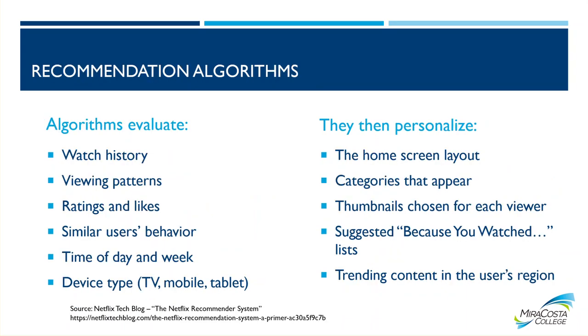Recommendation algorithms. They evaluate watch history, viewing patterns, ratings and likes, similar users' behavior, time of day and week, device type, such as TV, mobile, or a tablet. They can personalize the home screen layout, categories that appear, thumbnails chosen for each viewer, and "because you watched" suggestions. I love this suggestion. I always go to that first. Trending content in the user's region.